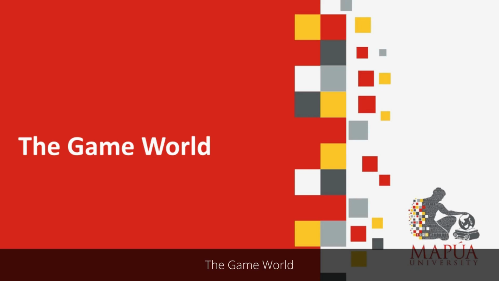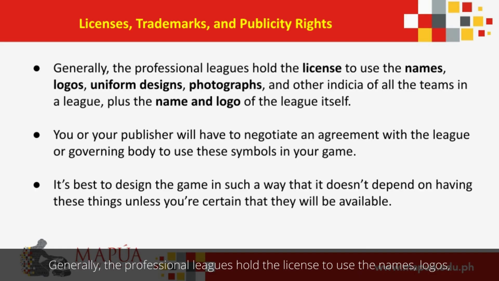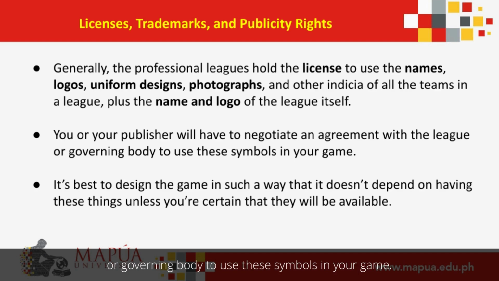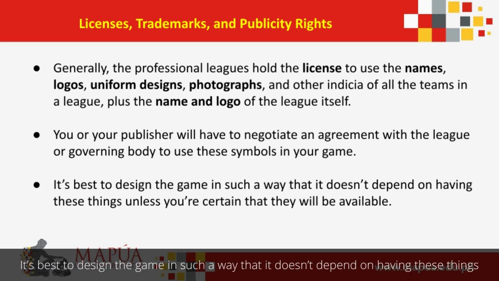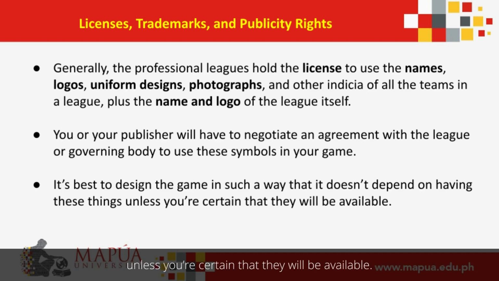The game world. Generally, the professional leagues hold the license to use the names, logos, uniform designs, photographs, and other indicia of all the teams in a league, plus the name and logo of the league itself. You or your publisher will have to negotiate an agreement with the league or governing body to use these symbols in your game. It's best to design the game in such a way that it doesn't depend on having these things unless you're certain that they will be available.